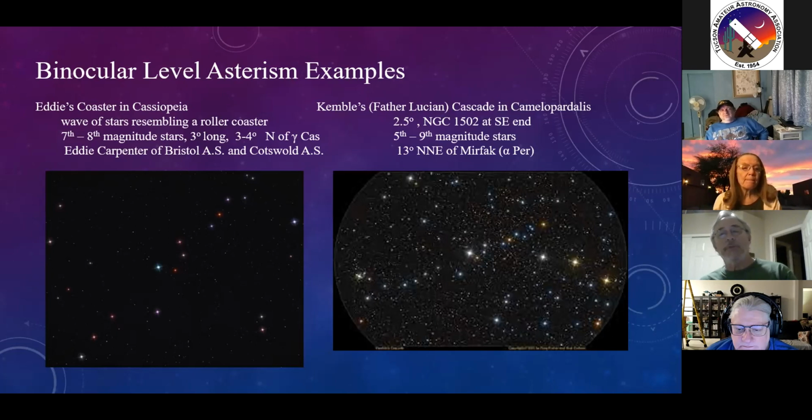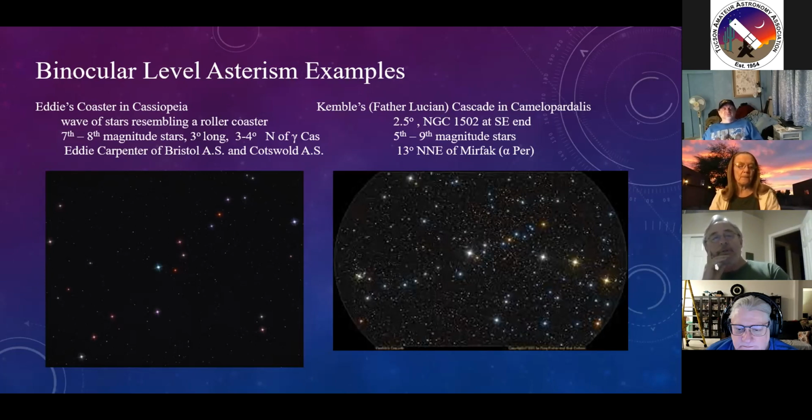Unless you've got Superman's vision, you probably will not see the individual stars. You might see a smudge up there, but it is a magnificent sight in binoculars. I've got a pair of 10 by 50s, and it very readily shows up in those. This asterism is about 3 degrees long, and the field of view on my binoculars is just over 6, so it fills almost half the field of view. This asterism lies about 3 or 4 degrees north of Gamma Cassiopeiae. And in this particular case, the provenance on this was an observer.